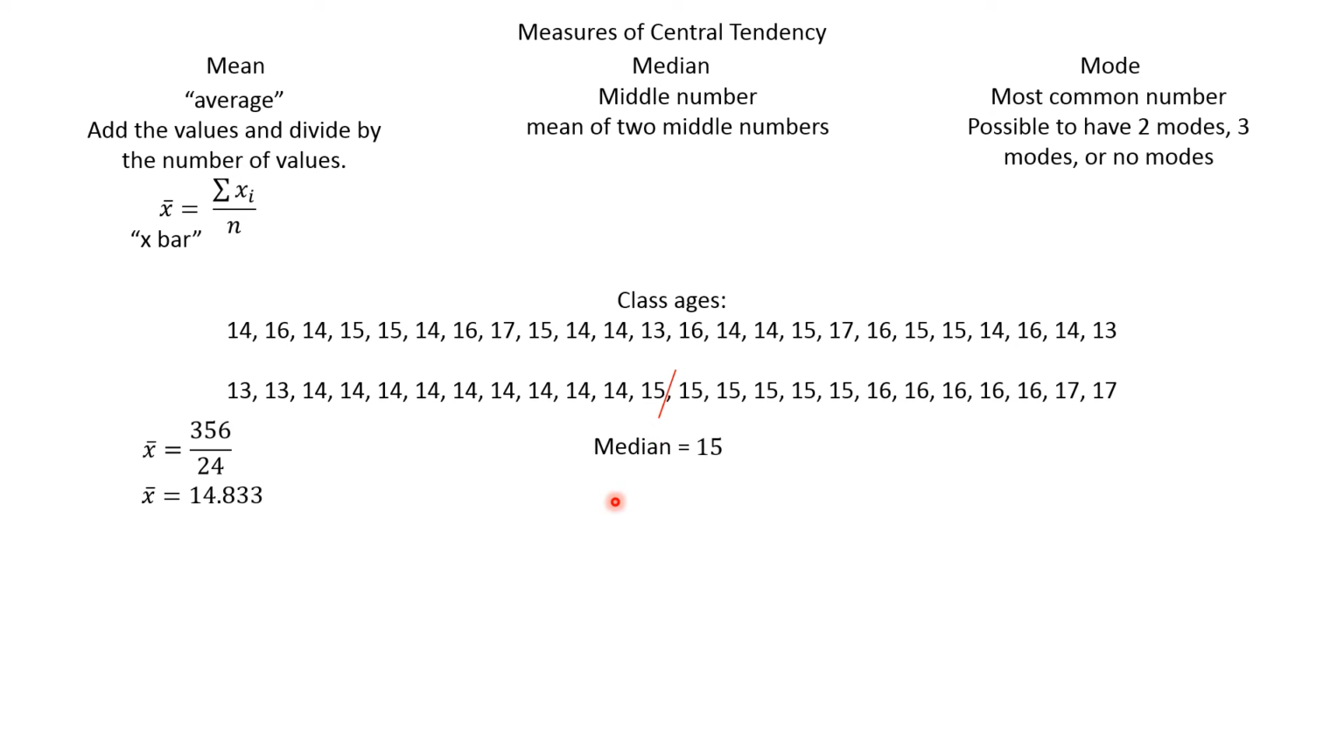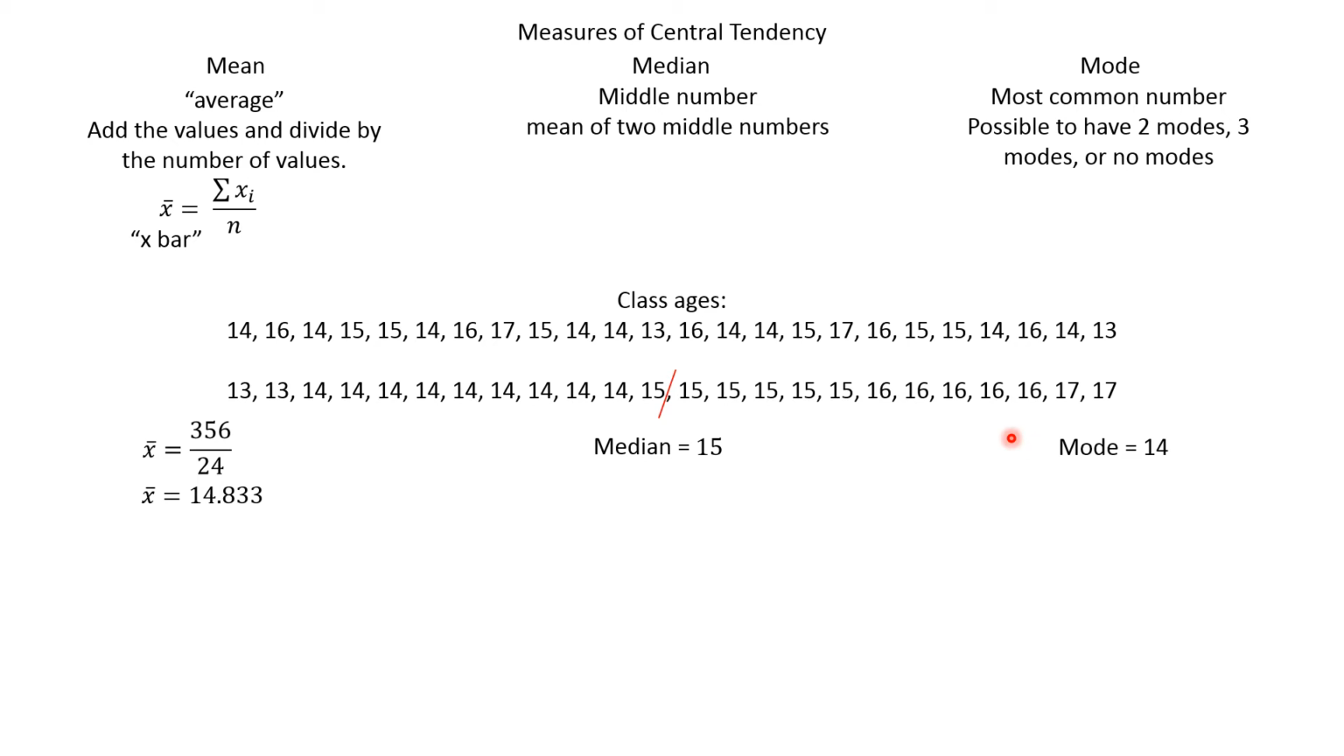And the mode, which one happens the most? Once we have them in order, I think it's fairly obvious that 14 happens the most, 9 times, whereas 15 happens 6, 16 happens 5, and 13 and 17 each happen twice. So the mode is 14.